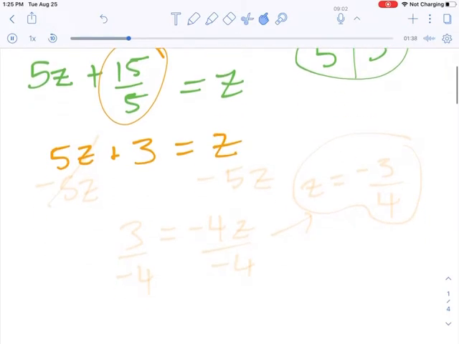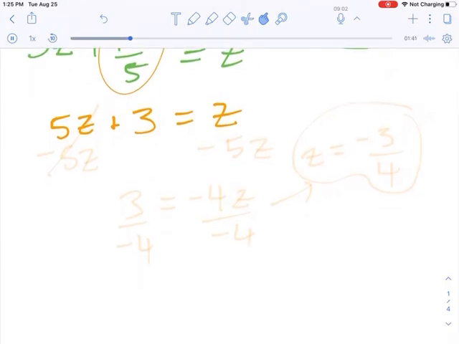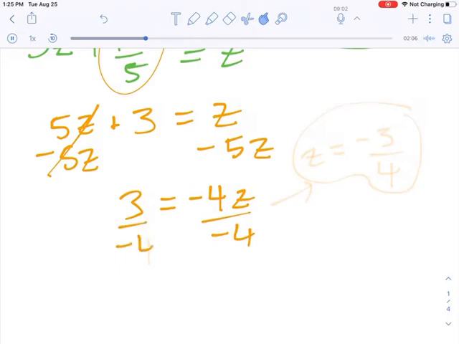Then I want to move some things around so I can get a correct answer here. I am going to actually subtract 5z from both sides. Z, and that's going to cancel over here. And I'm left with 3 equals, and then z minus 5z gives me negative 4z. And then I'm going to divide by negative 4 on both sides. So to get my final answer, I've got z equals negative 3/4.